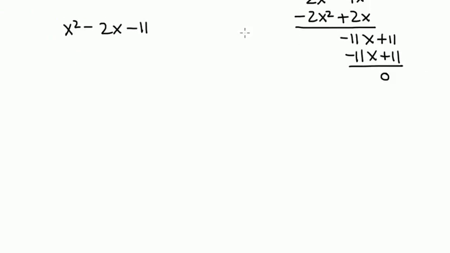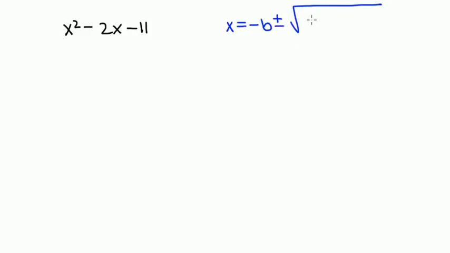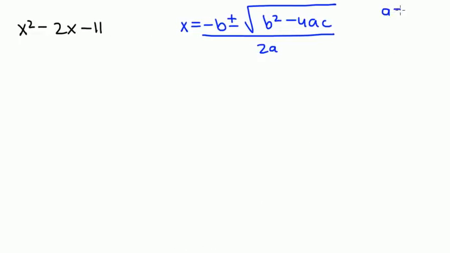So now we need to solve for x and find two values for x. We start off by checking, can we factorize? The factors of minus 11 are never going to add or subtract to give us minus 2. So therefore we're going to use our minus b formula. So x is equal to minus b plus or minus square root of b squared minus 4ac all over 2a. So we just need to identify our a, b and c. So a is a coefficient of x squared, b is a coefficient of x, and c is our constant.